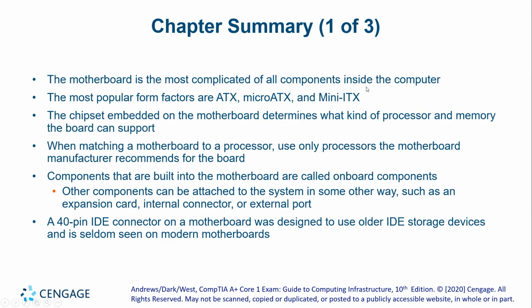The motherboard is the most complicated of the components inside the computer. The most popular form factors are ATX, micro ATX, and mini ITX. The chipset embedded in the motherboard determines the kind of processor, either Intel or AMD. When matching a motherboard to a processor, use only the processor that the motherboard is specific to. Once again, Intel motherboards and chips and AMD motherboards and chips are not interchangeable. Components built into the motherboard are called onboard components. Those are things like onboard data, onboard video, onboard audio, onboard network cards. Those are things built into the motherboard. They don't have a separate PCI card.